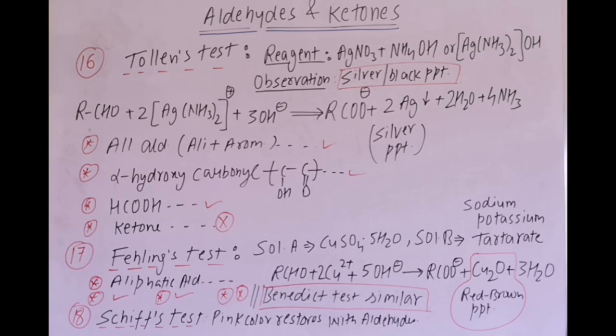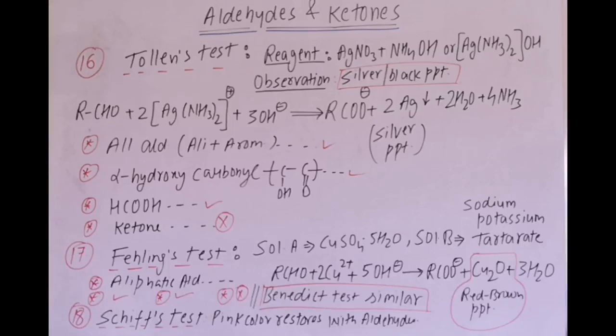Then last is Schiff's test, where the observation is that pink color reappears or is restored with aldehyde. If an aldehyde group is present, then the pink color of Schiff's reagent reappears, and if ketones are there, they will not give the Schiff's reagent test positive.